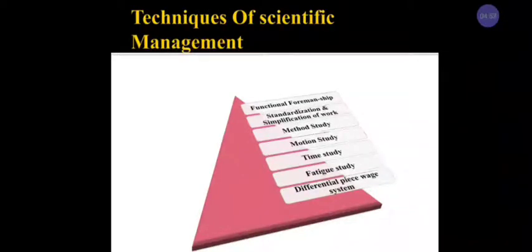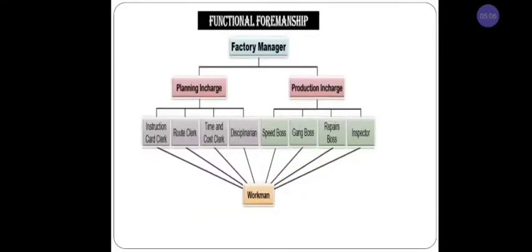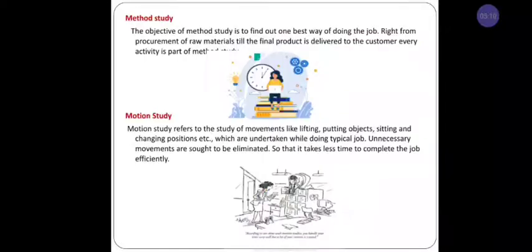In a 4-mark question, you can write any 4 techniques among these 6 or 7 in the examination. Now we are going to discuss method study. The objective of method study is to find the one best way of doing the job. When we do work in the production department there are different methods, but method study gives a very good method to produce a product.